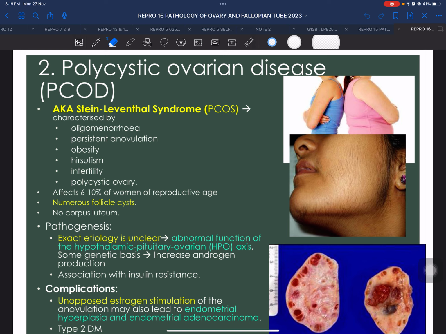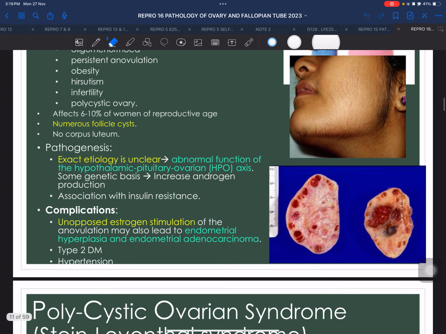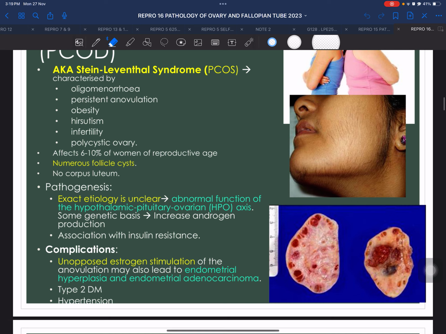The pathogenesis of this polycystic disease is unclear, but it is thought to be due to abnormal function of the hypothalamic-pituitary-ovarian axis. So it is proposed that the ovaries produce excess androgens which are converted to estrogen in the peripheral fat, and this inhibits the secretion of follicle-stimulating hormone, FSH, by the pituitary. Alright? So the patient will have a high androgen level, high LH level, luteinizing hormone, and low follicle-stimulating hormone level. Okay? And this condition is also associated with insulin resistance.